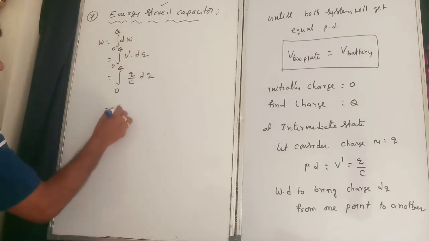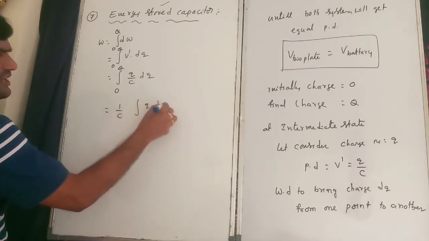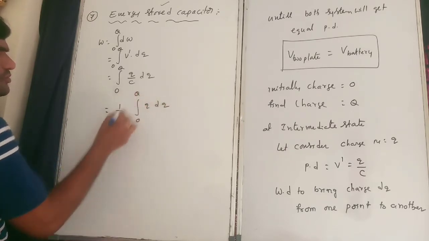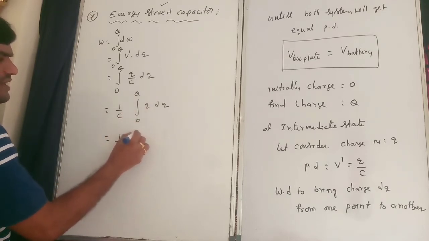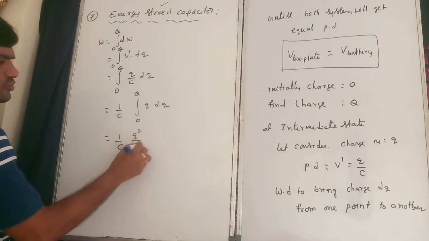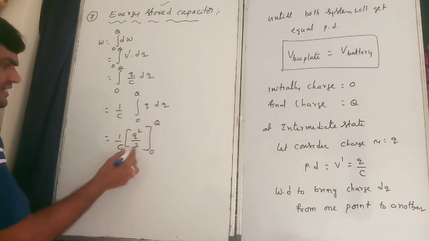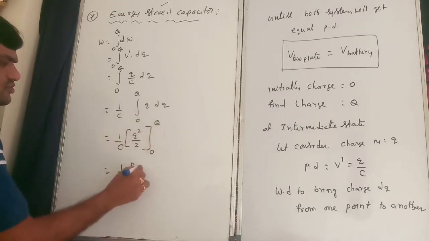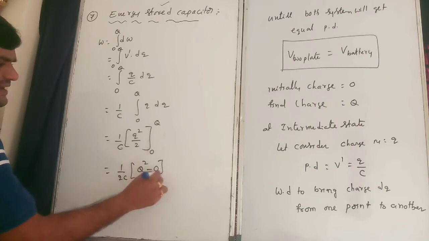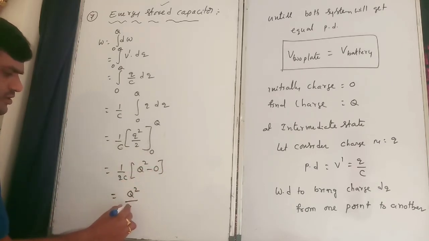So now what is the common here? 1 by C, integral Q into dQ, from 0 to Q. So 1 by C into Q square by 2. Limits are 0 to Q. To transfer this side, 2C will come. So Q square minus 0, that is equal to Q square by 2C.